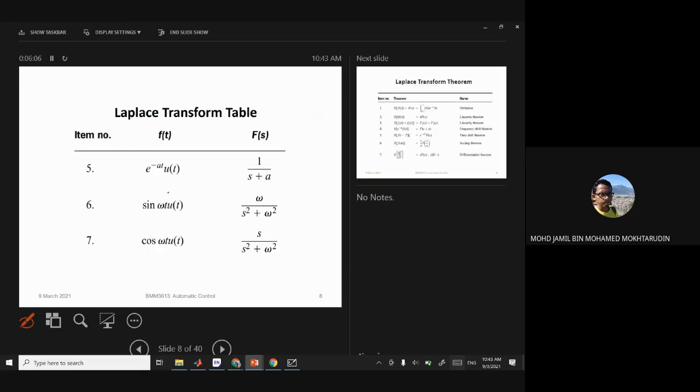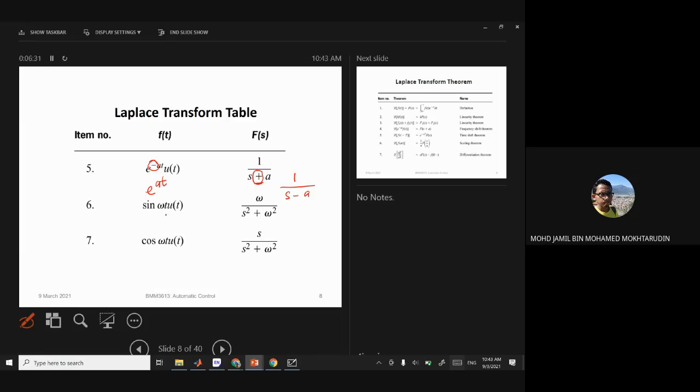Okay, so if you have an exponential e to the minus a t times u(t), then the frequency domain will be 1 over s plus a. Okay, so be careful: if this is minus, then this is plus. So let's say if you have e to the a t, then it becomes 1 over s minus a.